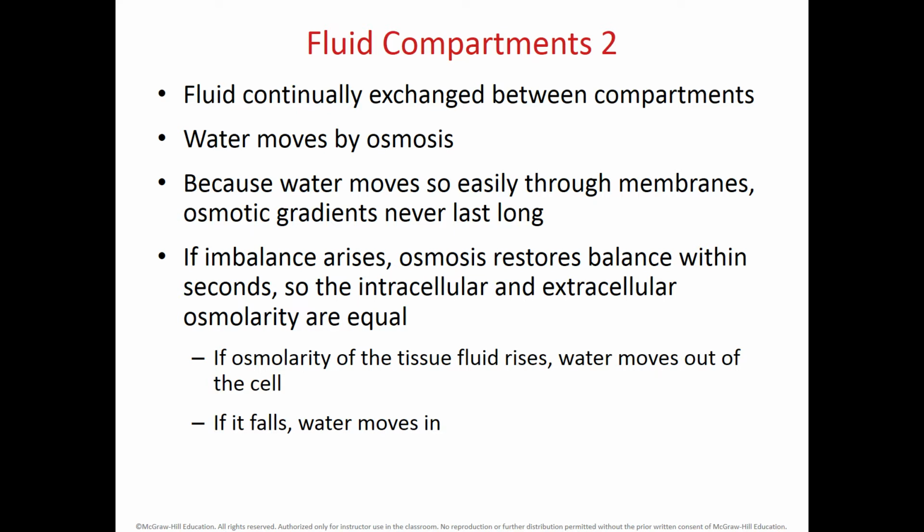Now, whenever the osmolarity in the tissues increases, water will tend to move out of the cells so you can dilute this osmolarity, and vice versa. If you have decreased osmolarity, water moves in so you can increase the osmolarity to maintain a proper equilibrium within the extracellular space. And in general, this osmolarity will be between 280 to 300 milliosmoles per liter.